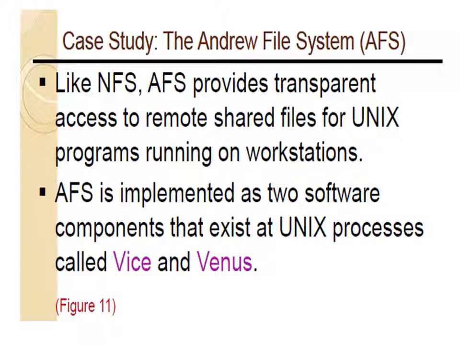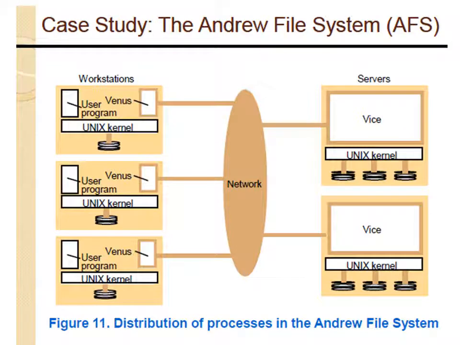The Andrew file system is implemented as two software components that exist as Unix processes, called Vice and Venus. So there are two software components in Andrew file system: Vice and Venus. See this diagram for Andrew file system. There are three workstations connected to the network, and on the server side there are two servers.